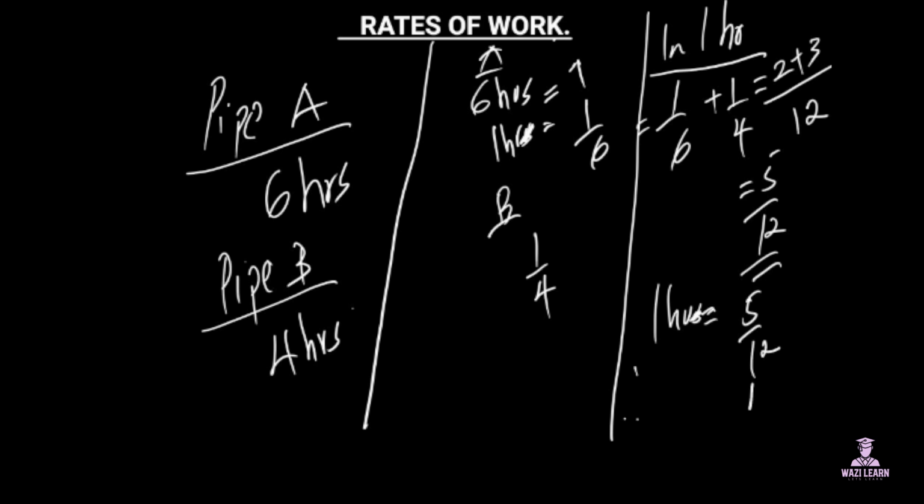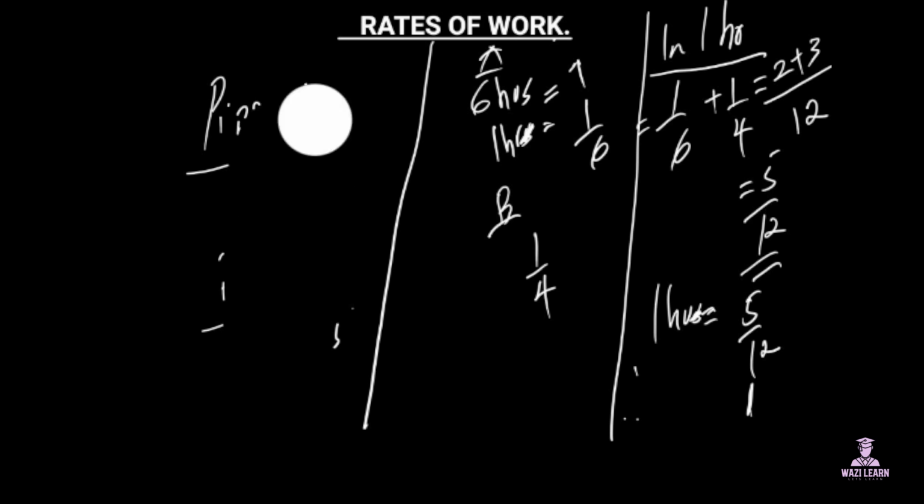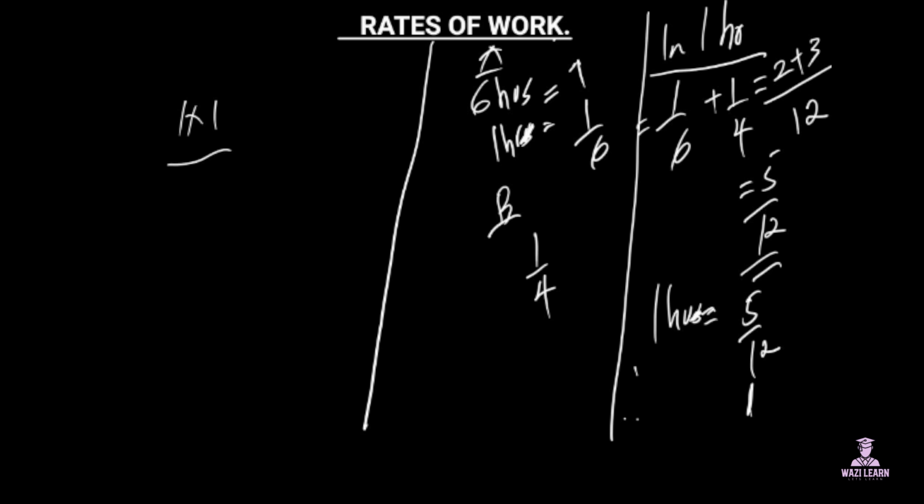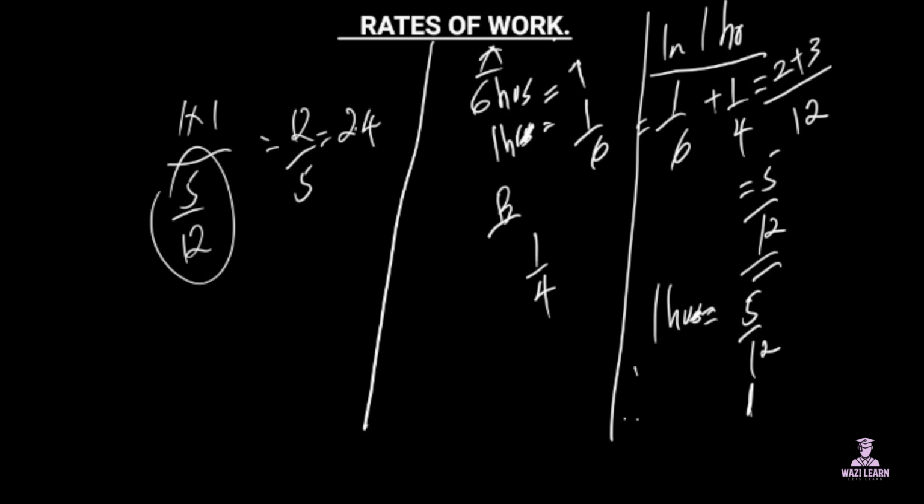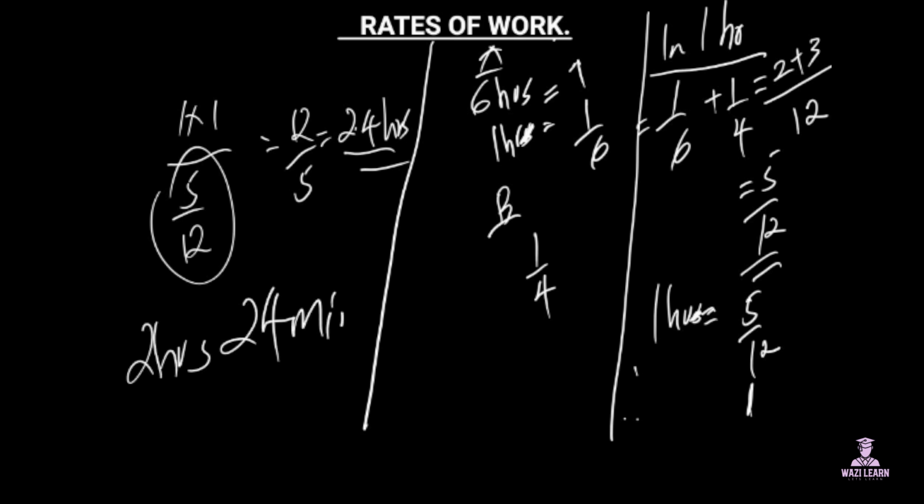Now, what about the tank as a whole? It will be just the reciprocal of this one. So it will be 1 divided by 5 over 12. The reciprocal is 12 over 5, which is 2.4 hours. So when they are working together, it will take 2.4 hours, which is 2 hours 24 minutes.